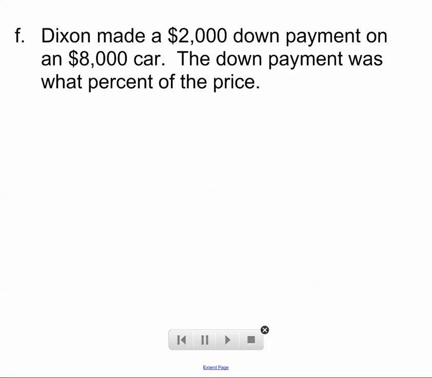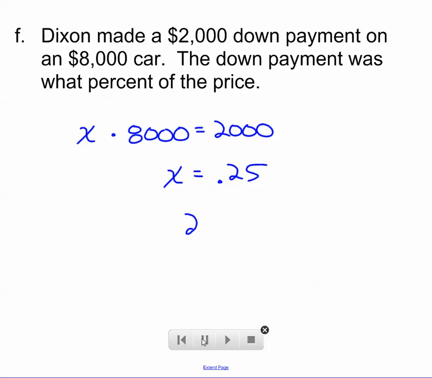Dixon made a $2,000 down payment on an $8,000 car. The down payment was what percent of the price? Okay, and we've set these up before using ratio tables, but today we're going to use this percent equation. So what percent of the $8,000 is $2,000? Divide both sides by 8,000, and you get 1/4 or 0.25, so it's 25%.